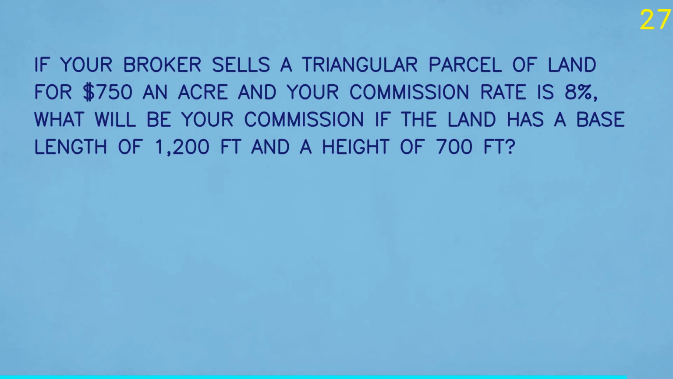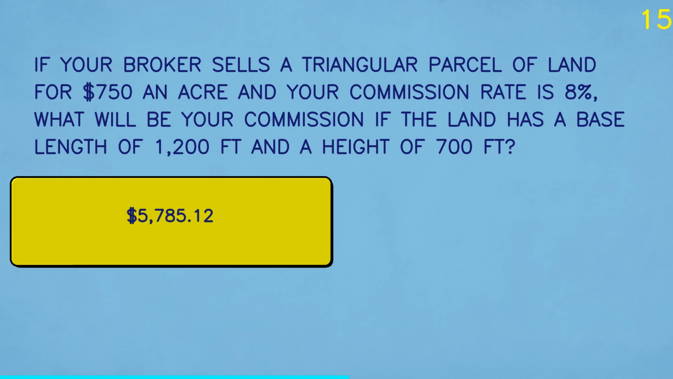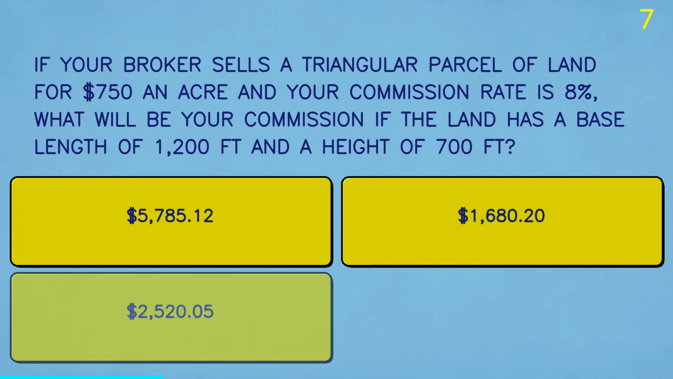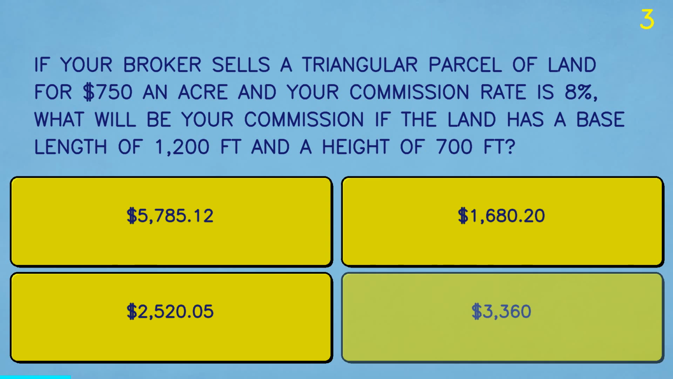Question 7. If your broker sells a triangular parcel of land for $750 an acre and your commission rate is 8%, what will be your commission if the land has a base length of 1,200 feet and a height of 700 feet? A. $5,785.12. B. $1,680.20. C. $2,520.05. D. $3,360.